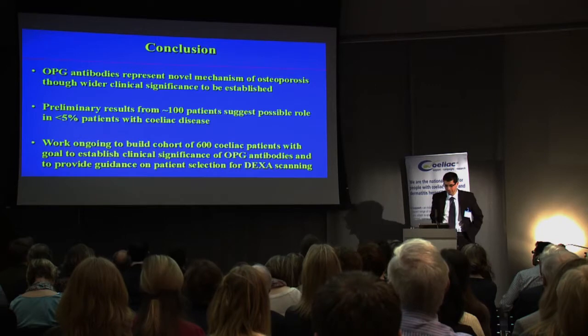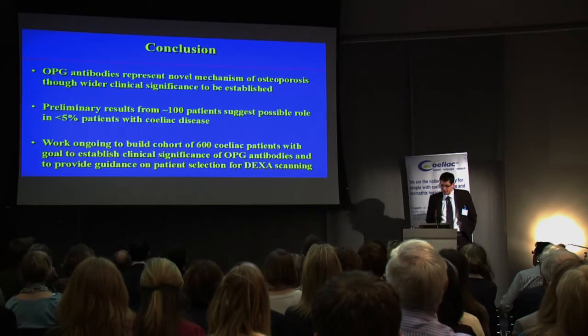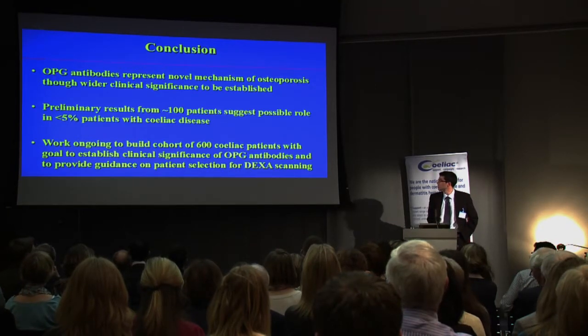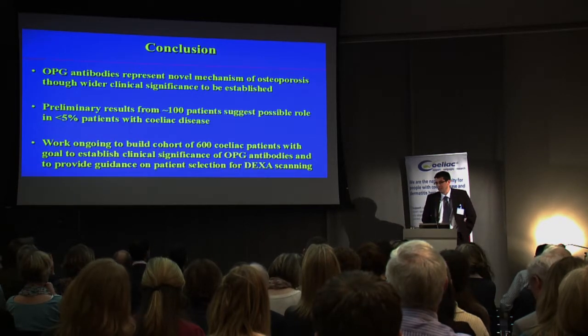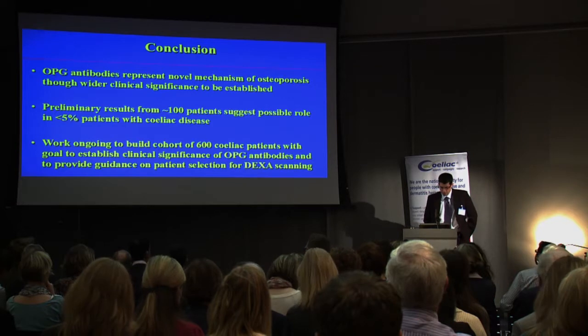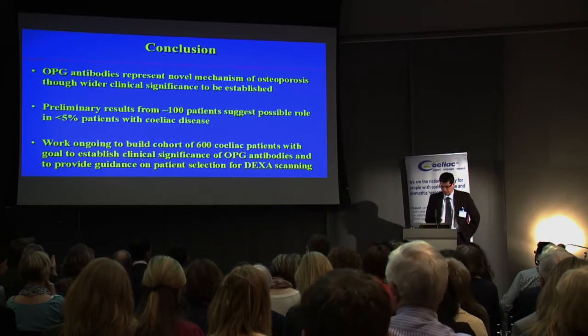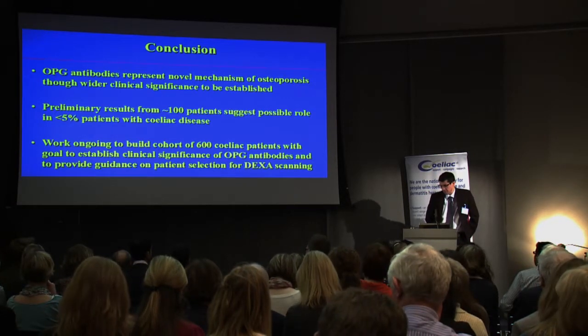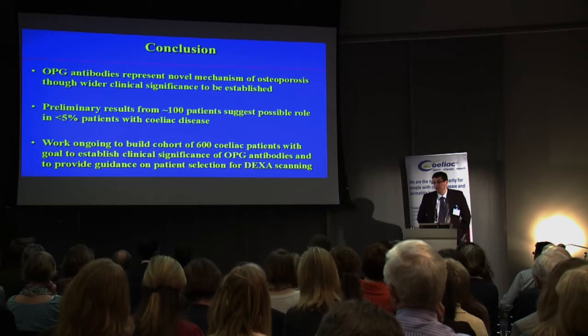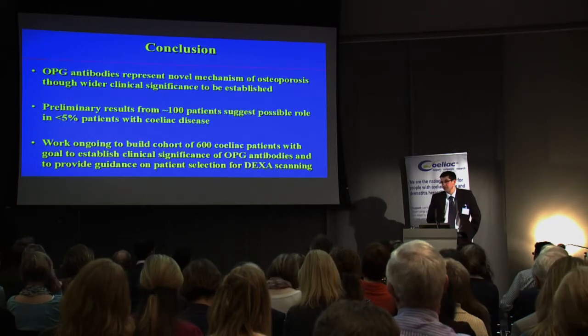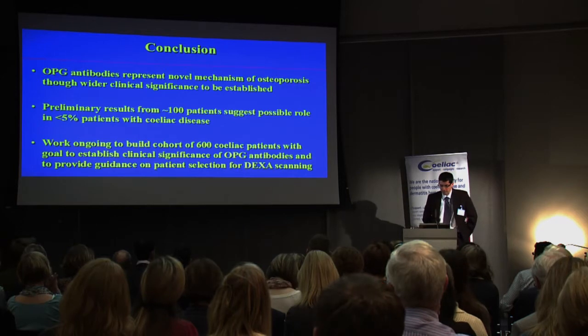So in conclusion, OPG antibodies represent a novel mechanism of osteoporosis. The wider clinical significance is yet to be established. We still just have one case report in the world literature. Our very preliminary results from 100 patients have identified less than 5% of celiac patients with higher levels of the antibody who do have lower BMD.